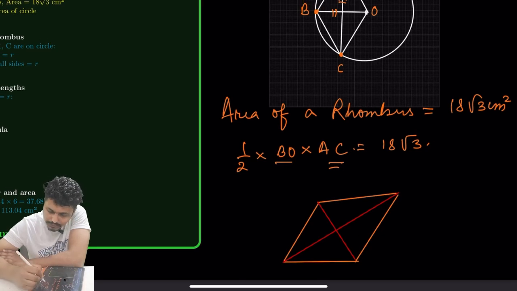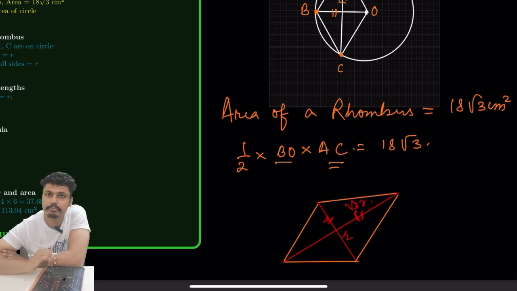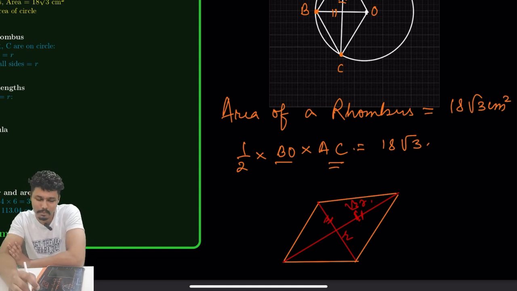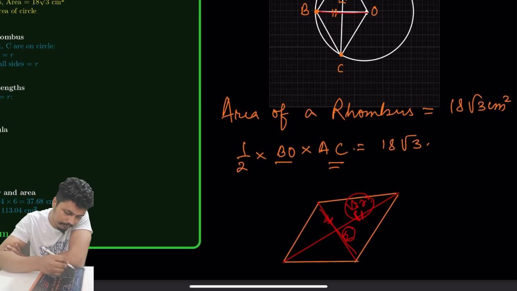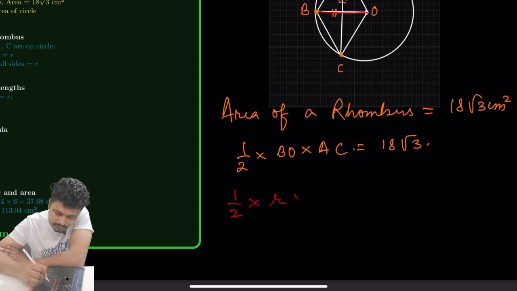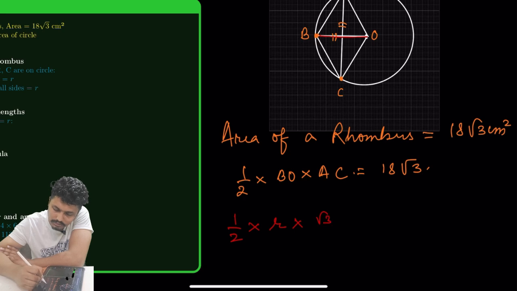Now I can find this one or this one. Let's say the shorter one is R, then the longer one will be root 3 R. We can discuss this further, but for now, if the shorter one is R, then this one will be root 3 R. BO is R, so instead of BO I will write R. So 1 by 2 into R into root 3 R is equal to 18 root 3.